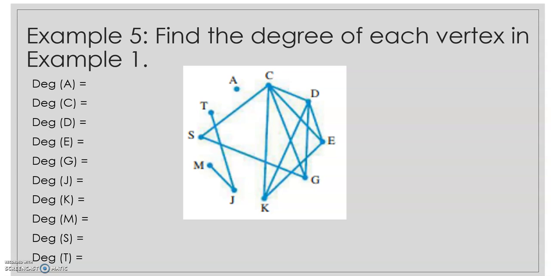Example 5 says find the degree of each vertex in example 1. Degree of A is just the vertex. There are no edges. Its degree is 0. From C, we can trace it. There are 1, 2, 3, 4, 5 edges going out from C. The degree is 5. Count them from D. 1, 2, 3, 4. E. 1, 2, 3.